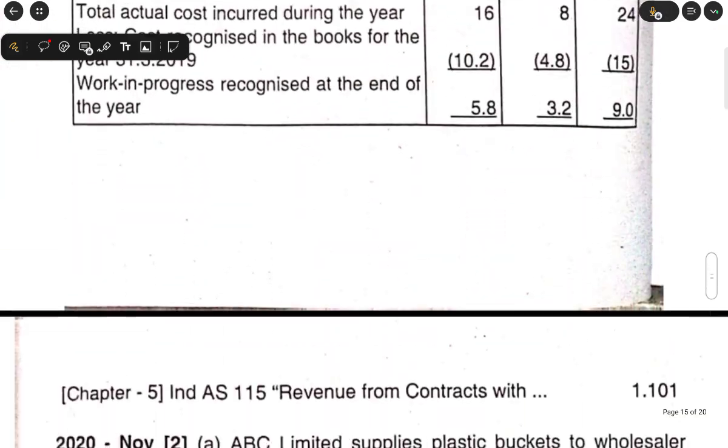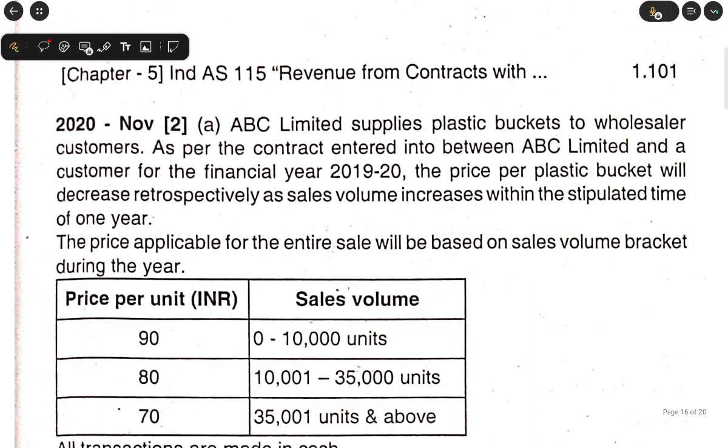Super. Construction contracts, we should be working in that way. That's what they say. It is Ind AS 7, Ind AS 18.